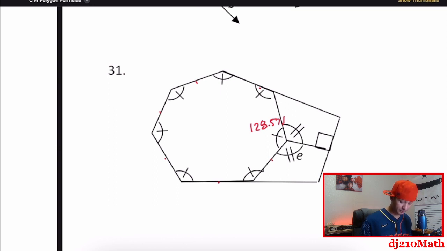Okay, and E, since these are congruent, it's going to be 360 minus 128.571. So this is going to be 231.429, that's this whole part. So I need to divide it by 2, and I get that E is equal to 115.7145.